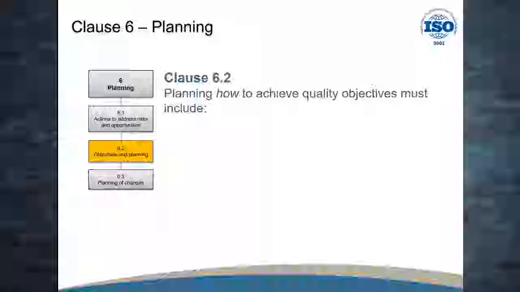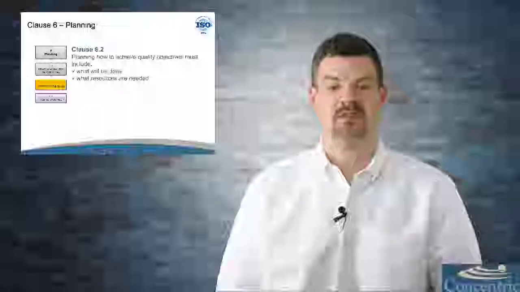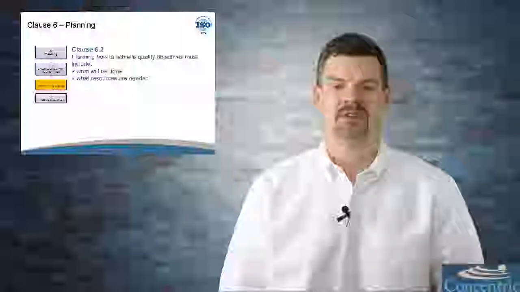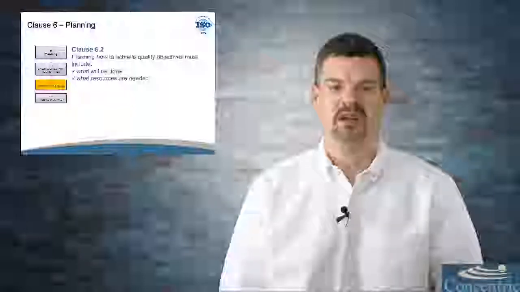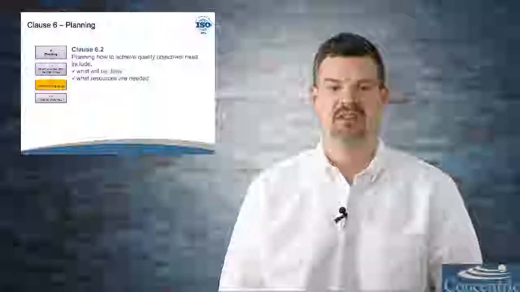Again, on 6.2, planning how to achieve quality objectives. So it's how, not just achieving them, but how do you achieve quality objectives? And you must include what will be done, what resources are needed, which I think is great. You can have all the plans and objectives in the world, but if you don't discuss the resources that are needed in order to achieve those objectives, then again, I think you're missing a key point. So I'm glad to see that this is here.